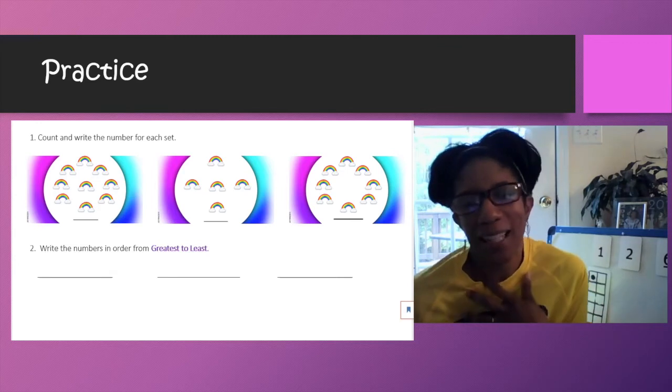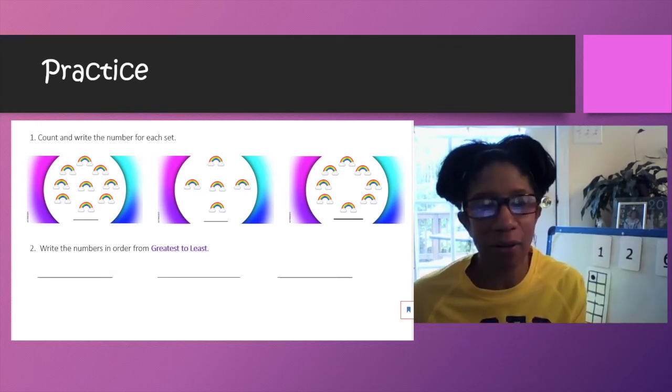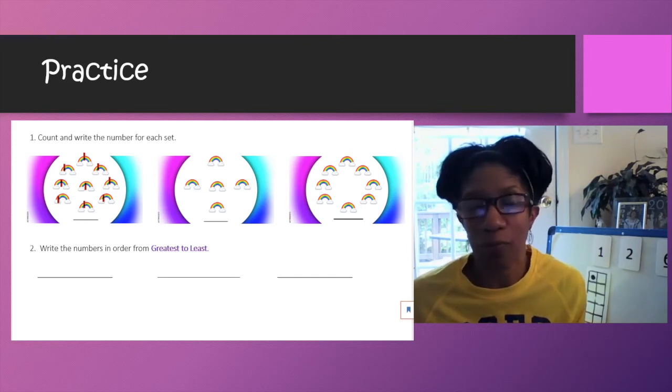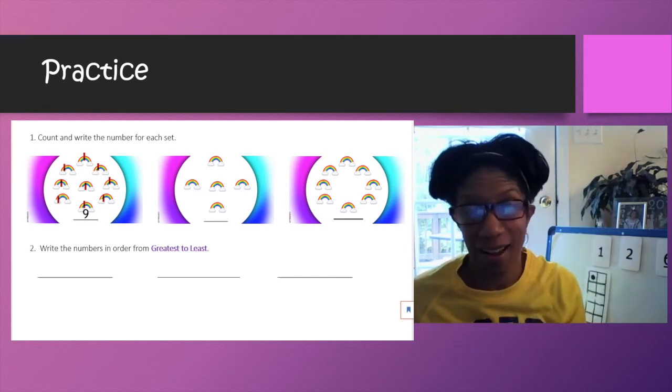Rainbows are so fun. They make you feel so warm inside. So let's count our rainbows. We have 1, 2, 3, 4, 5, 6, 7, 8, 9. So there are 9 rainbows in that first picture. So let's put our number 9 there so we won't forget how many is there. So we're going to write our number 9 there.